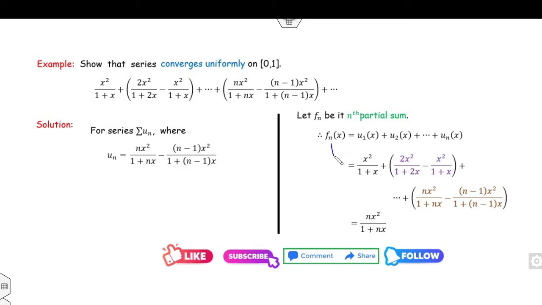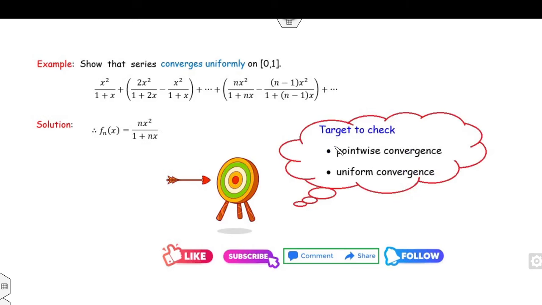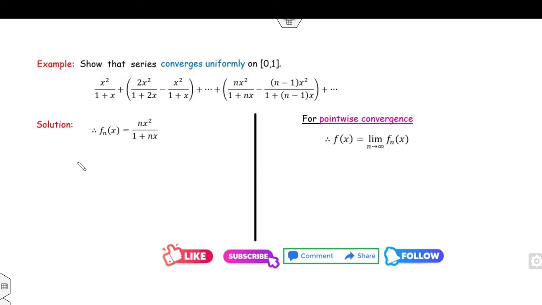Once you define fn(x), your target is to check pointwise convergence. So your target is to compute this limit. Again, you can see that it is a closed interval, so I consider three cases: x equal to 0, x equal to 1, and x lies between 0 and 1. If x is equal to 0, fn(x) is 0, and the limit is also 0.